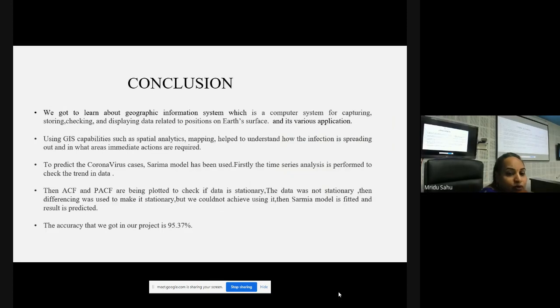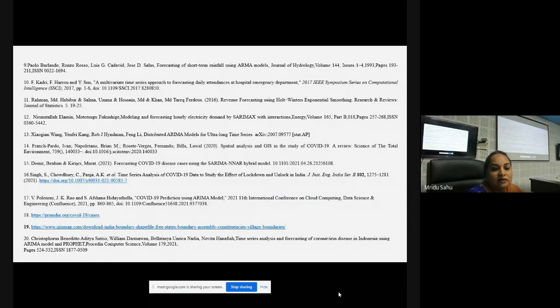So conclusions: we learned about the geographical information system, which is a computer system for capturing, storing, checking, and displaying data related to positions on the Earth's surface, and its various applications. Using GIS capabilities such as spatial analytics and mapping helps us understand how the infection is spreading and which areas require immediate action. And to predict the coronavirus cases, the SARIMA model has been used. Firstly, time series analysis is performed to check the trend in the data. Then ACF and PACF are plotted, and the accuracy we got is 95%.